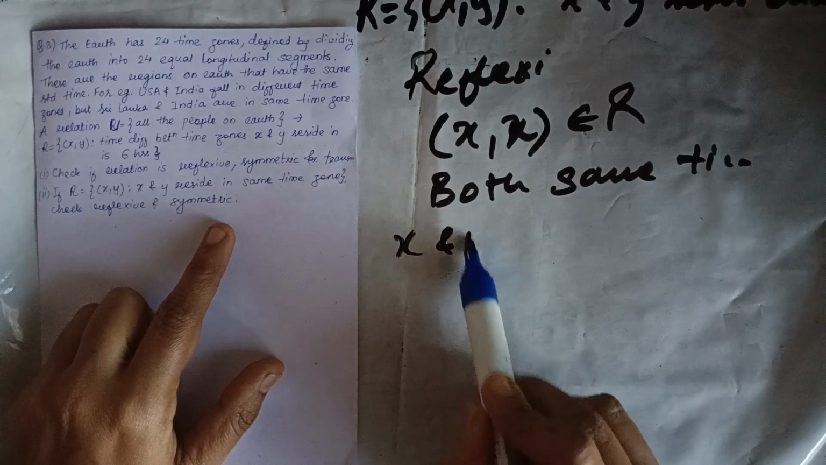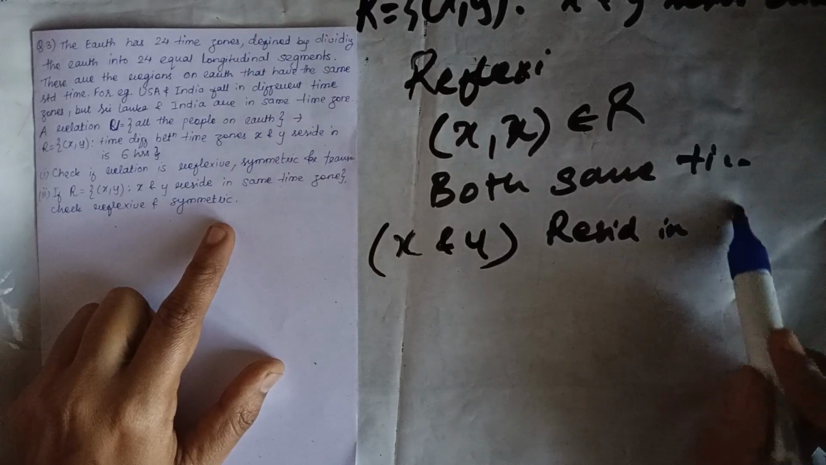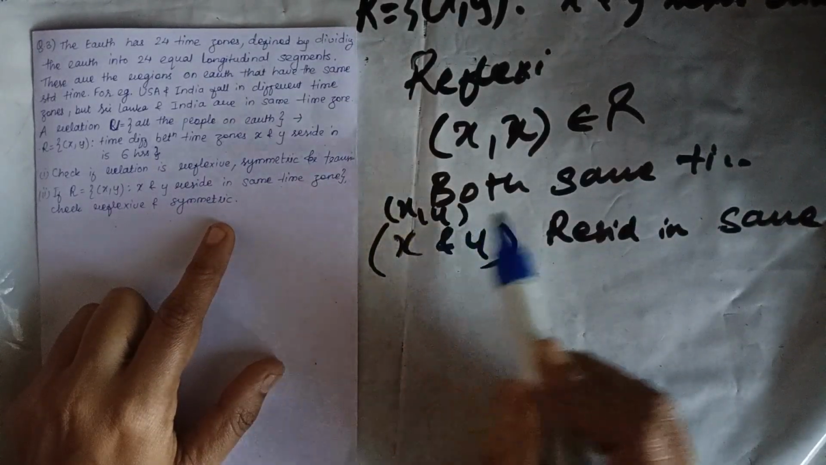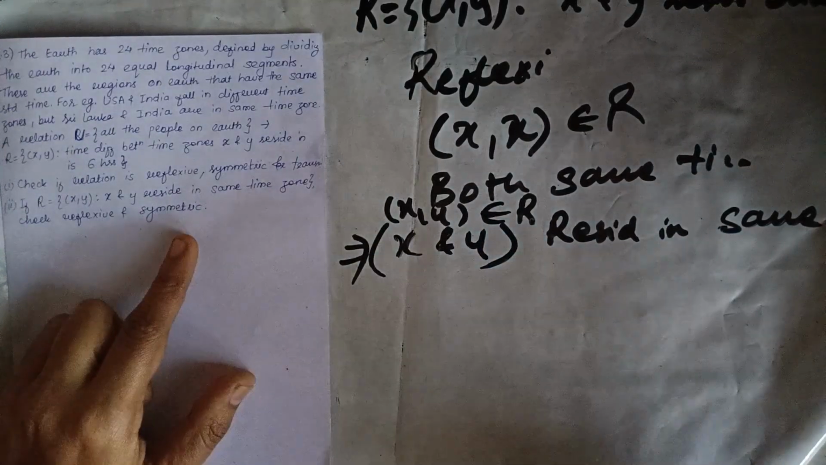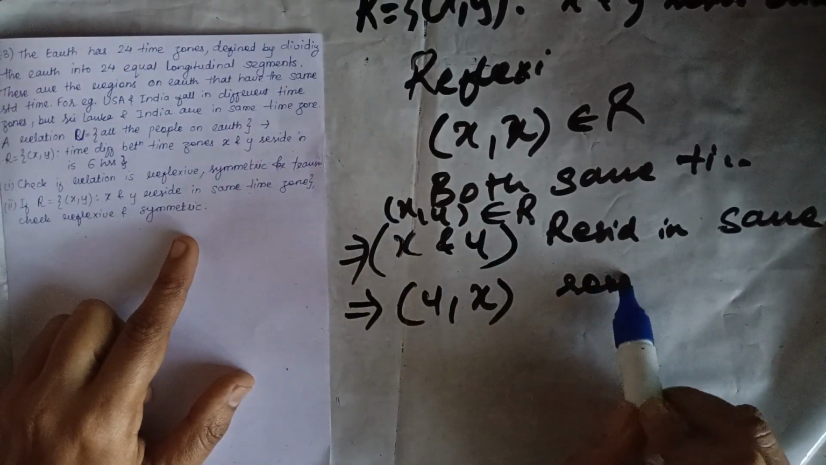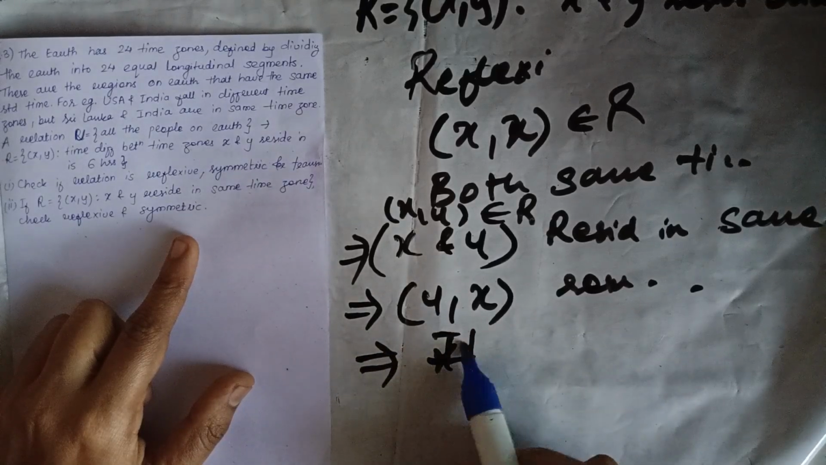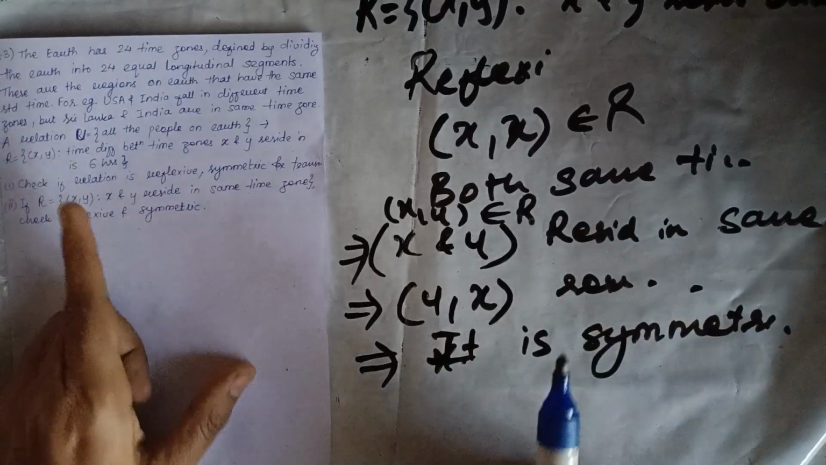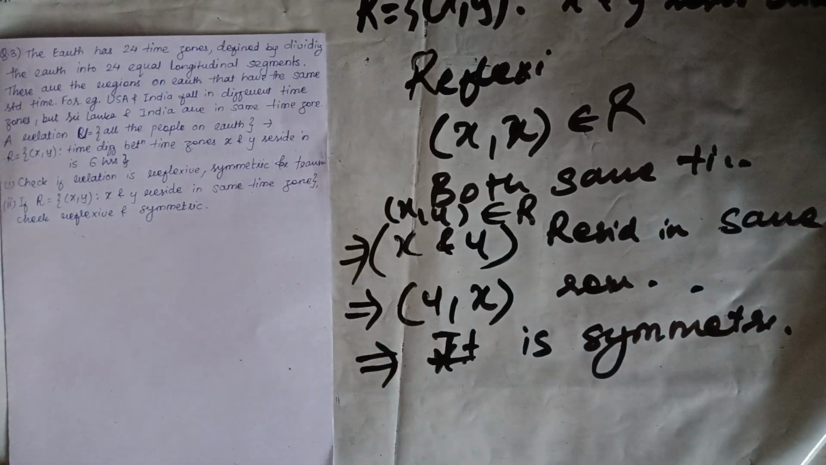Now x and y reside in the same time zone. If x and y belongs to R, which implies x and y reside in the same time zone, so we can say that y and x also reside in the same time zone. Okay, so we can say that it is symmetric. So always look for the condition which is given, that you have to use.